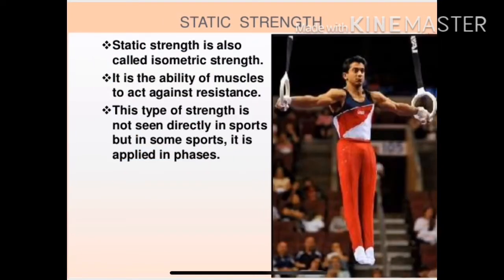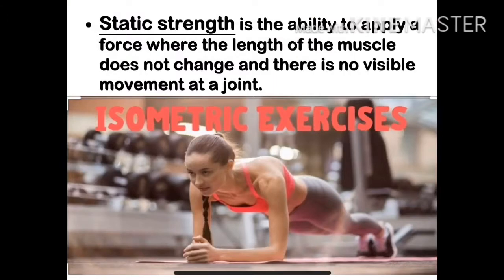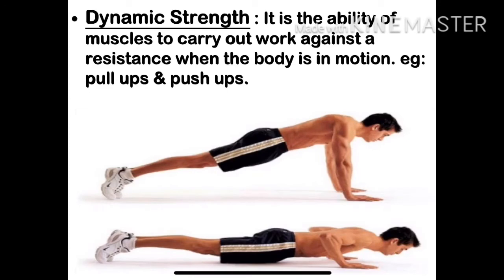Static strength is the ability of muscles to act against resistance in a static position. It is also called isometric strength. For example, weightlifting, pushing the wall. Second is dynamic strength. It is the ability of muscles to carry out work against a resistance when the body is in motion. Dynamic strength is also called isotonic strength. It is related to movements like pull-ups, push-ups. We require dynamic strength in these movements.